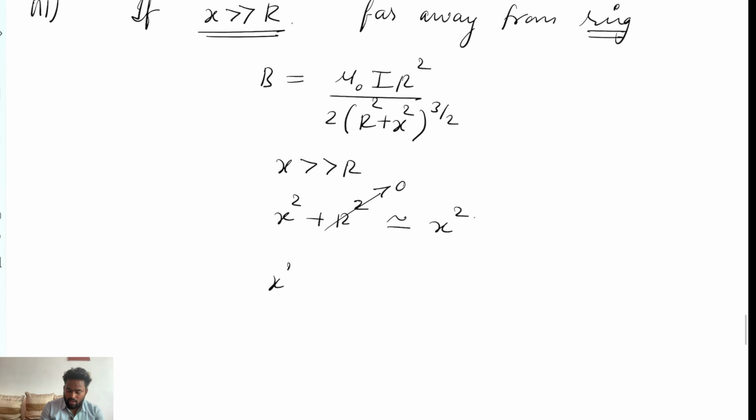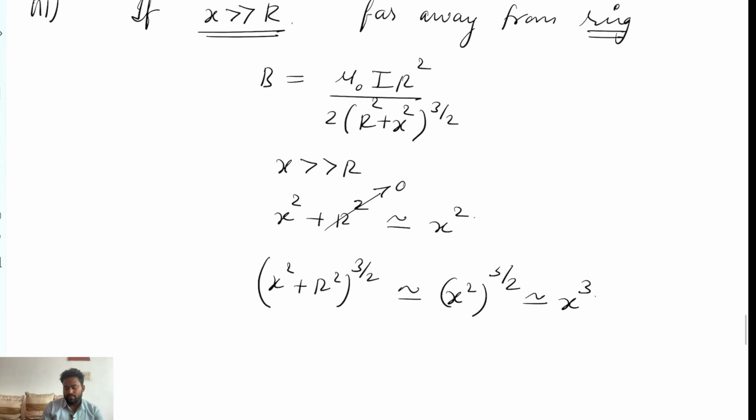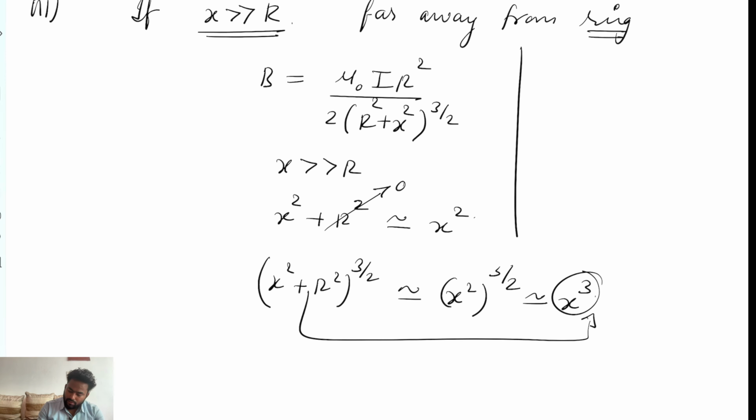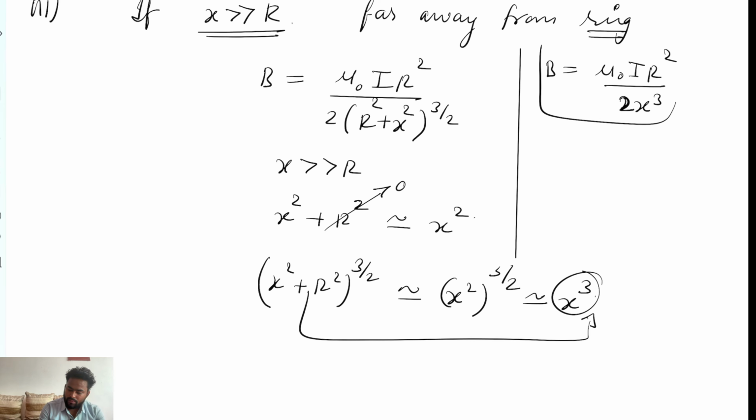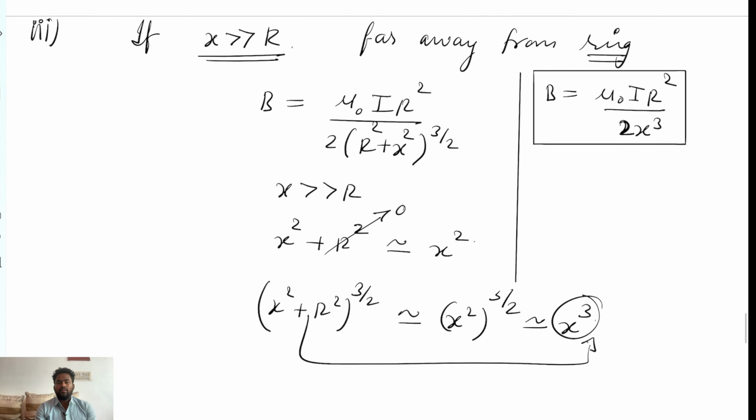Now X square plus R square, if I say power 3 by 2, it will be X square power 3 by 2, and that will be approximately how much? X cube. Okay. So the denominator can be replaced by what? It can be replaced by X cube. Okay, till here. Now in the simple formula, we can reduce this denominator as what? B equals mu naught I R square by 2x cube. Mu naught I R square by 2x cube. Okay.